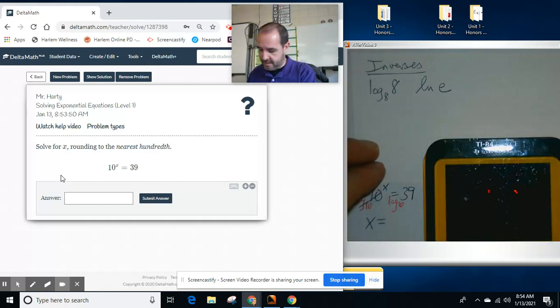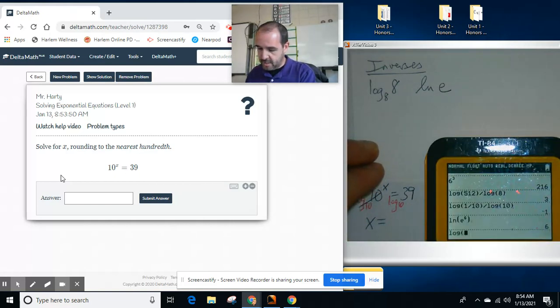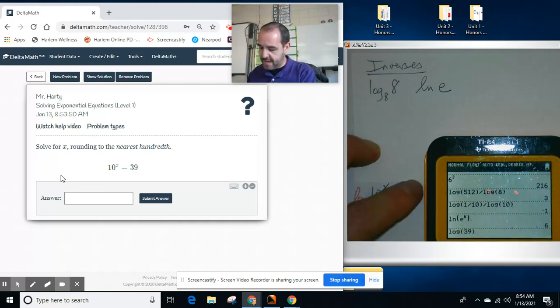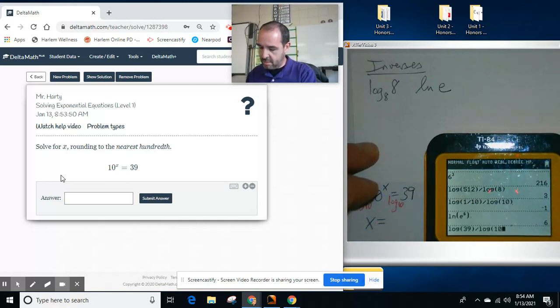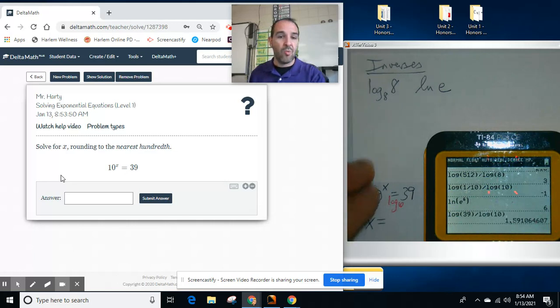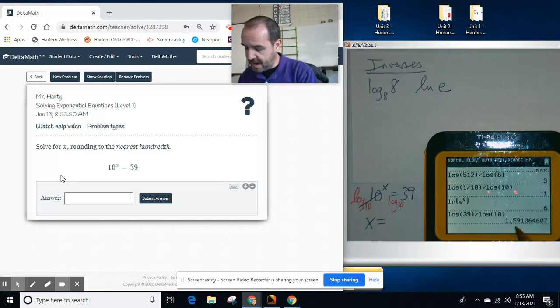So I grab my calculator. I try to stay out of the bright lights. Log 39 divided by log 10. Rounding to the nearest hundredth, 2 decimal places. So 1.59, and that 1's not going to change anything.